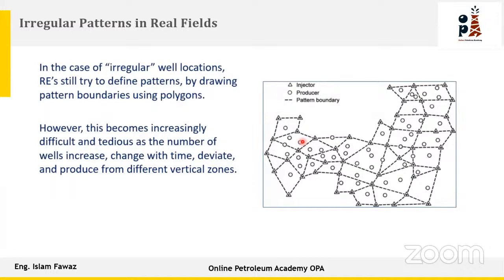Don't deal with the pattern as fixed. The pattern is not fixed. This no-flow pressure boundary, if we assume we have constant production from the nearby producer, this is not constant.